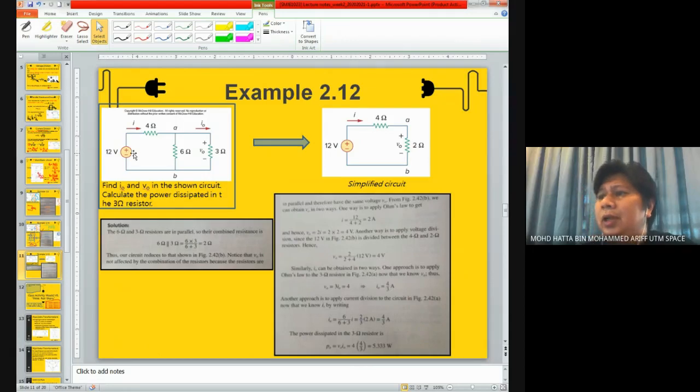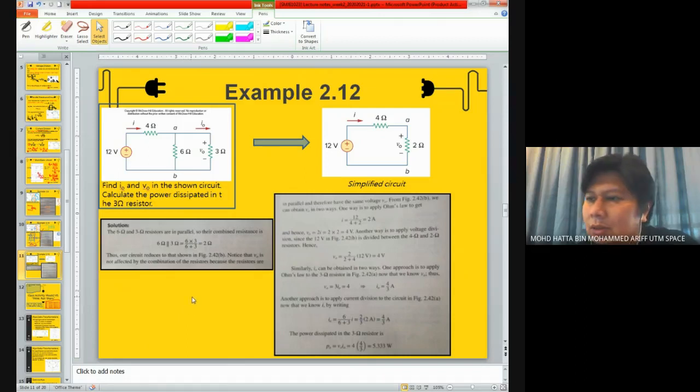First of all, you can use any strategy that you want, because you have already learned about Ohm's law, current division, and voltage division. There are several options to solve this circuit. I cannot tell which one is the simplest one. Maybe you can have your own choice to solve this circuit and find the solution for IO and so on.